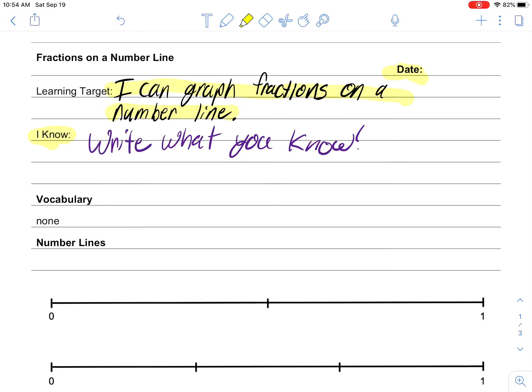Please also write down the date. And there's no vocabulary today, so pause the video here to make sure you get your learning target, date, and I know written down.